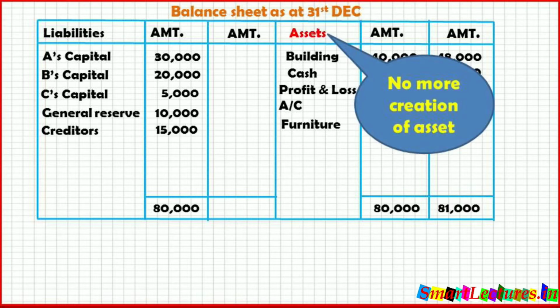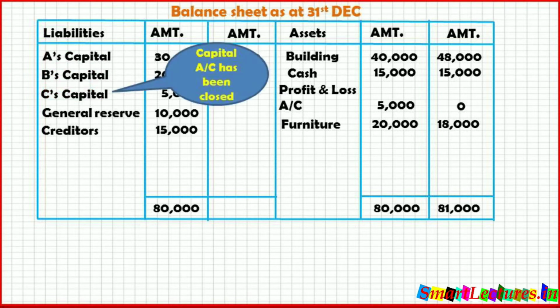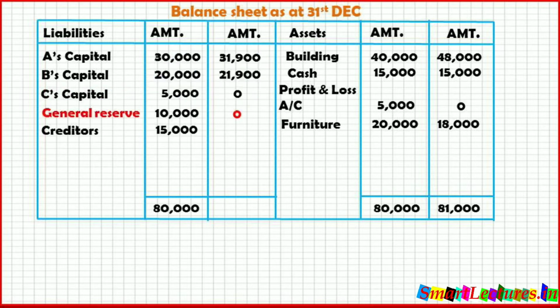There was no creation of any new asset. So these are the old assets which have been written with the new values. Now A's capital 31,900. This is the balance CD from ledgers. B's capital 21,900 and C's capital is no more because C's capital account has been closed. And general reserve, previously it was 10,000, it is no more now. And creditors are 15,000 as it is. And there is a new item on the liability side, that is C's loan. And C's loan will be 12,200 and the total 81,000.